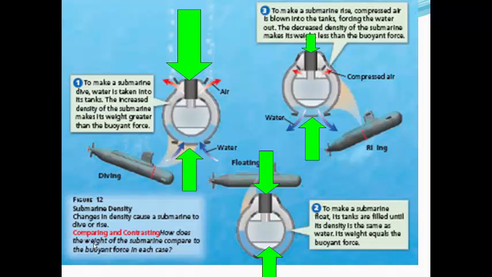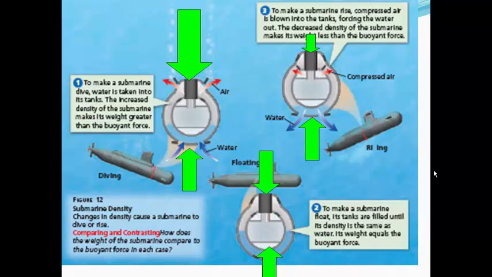Let's look at this picture of a submarine. Submarines are able to change their density by taking water and air into the tanks that surround the submarine. So let's look here at this picture. When a submarine wants to dive, it takes water into this outside compartment here, which makes it heavier. So its weight is greater than the buoyant force, and so it's going to sink. It's going to dive.